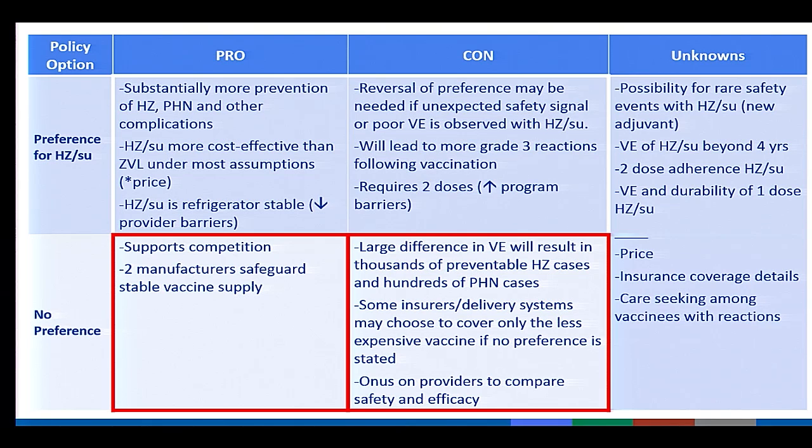In terms of the no preference policy, this would support competition and safeguard a stable vaccine supply in the event of an unexpected safety signal. On the con side, large differences in VE will result in thousands of cases of preventable herpes zoster and hundreds of preventable PHN cases. Additionally, some insurers or delivery systems may choose to carry only the less expensive vaccine if no preference is stated. And finally, a non-preferential policy puts the onus on providers to compare safety and efficacy.